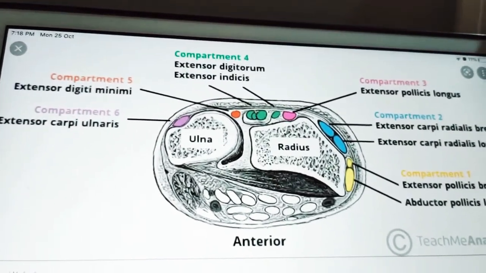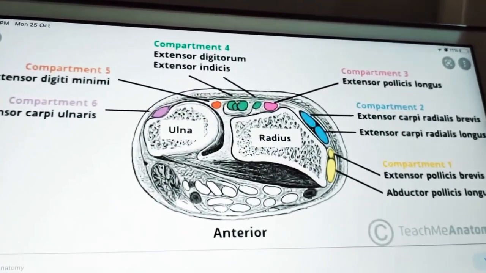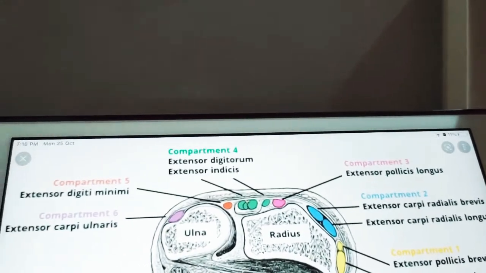That's it. Very simple. So we have completed the extensor retinaculum. Next we have the dorsal digital expansion.